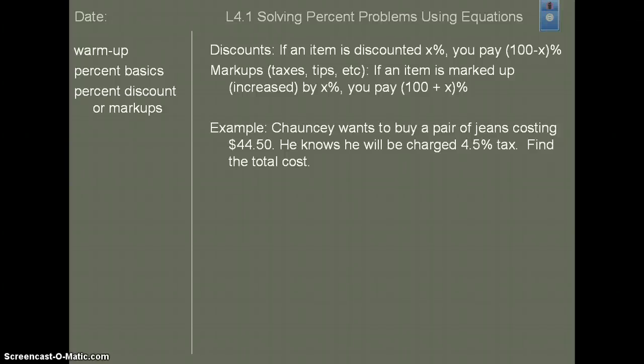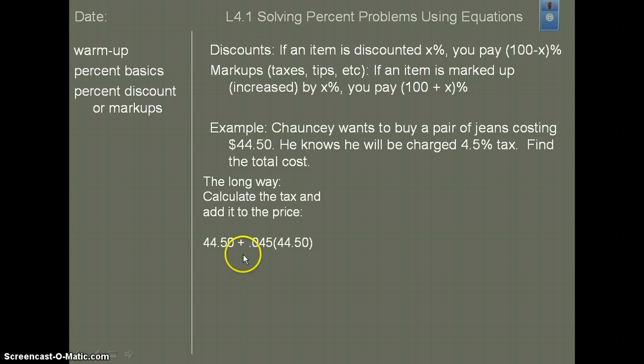In our next example, we're talking about Chauncey. He wants to buy a pair of jeans costing $44.50. He knows he'll be charged a 4.5% tax to find the total cost. The long way for this markup would be to calculate the tax and add it to the price. For example, here's the price of the jeans plus 0.045 times $44.50. This will give us the 4.5% sales tax. Calculate out the sales tax, add it on.